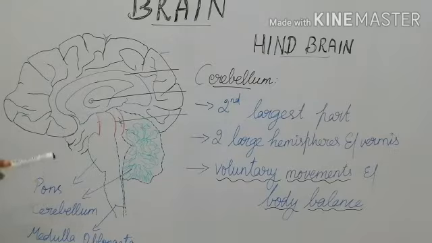And for body balance, in a drunk person we can see they can't maintain balance, they can't balance their body. This is because when they drink, their cerebellum is getting affected. That's why they are not able to balance their body.